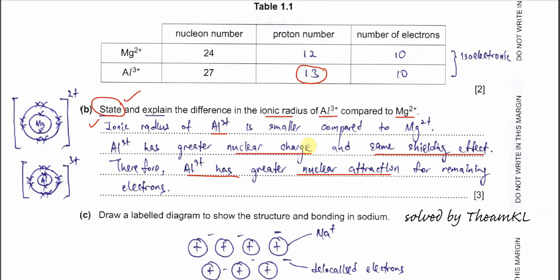So first you need to understand the difference between the nuclear charge and the attraction. It's because of the greater nuclear charge that the nuclear attraction is stronger. So they are different things, and you need to make it clear. Because of greater charge, the nuclear attraction is stronger.